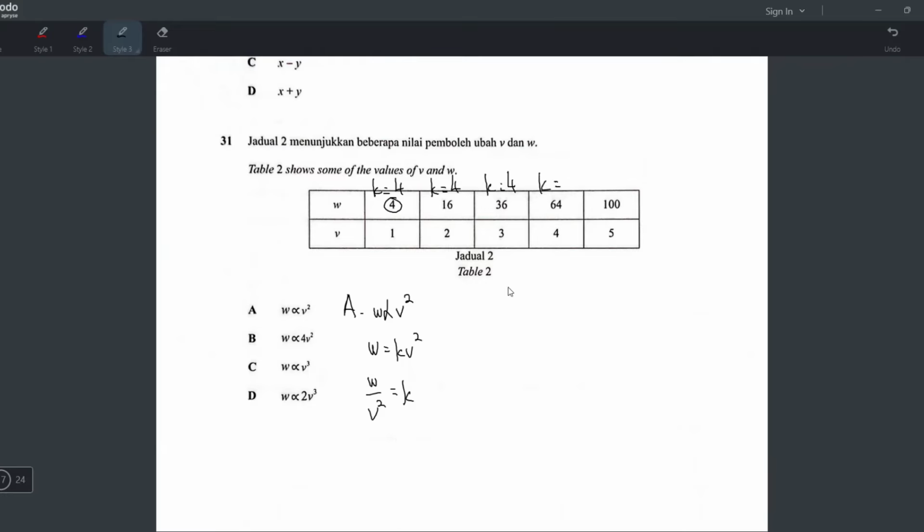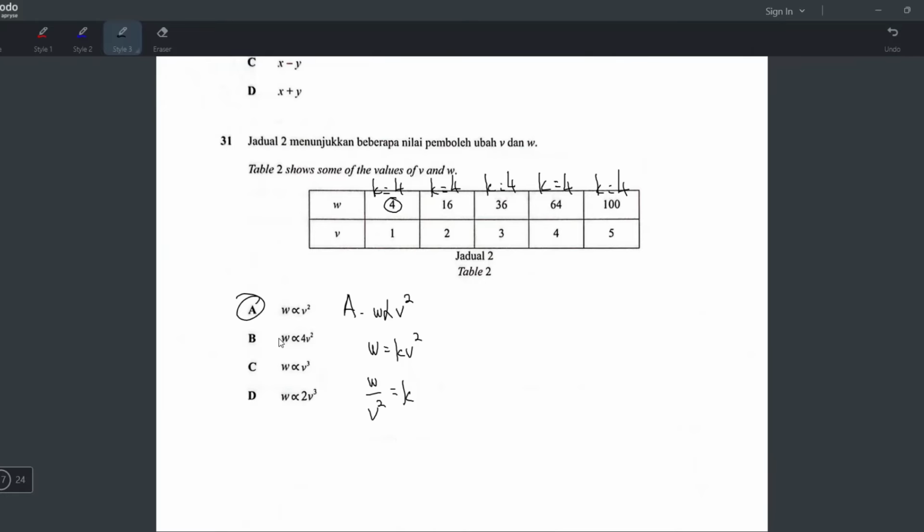Okay, what about this? W over V square, 64 over 4 square, 64 bahagi 16. Oh my god, it's 4 also. Okay, the last one already. So, W over V square, 100 over 5 square, 100 divide 25. Oh no. 4 lah. Yeah, 100 divide 25 is 4 also. Okay. Oh, that means A is the answer. Yeah, I don't even have to try the BCD already.